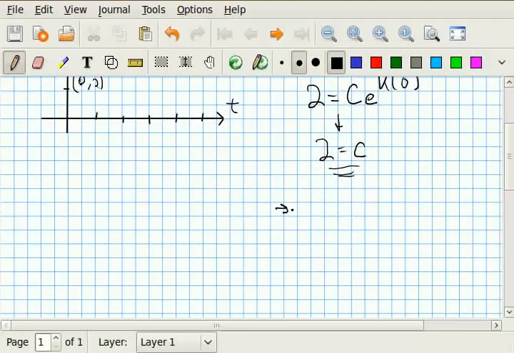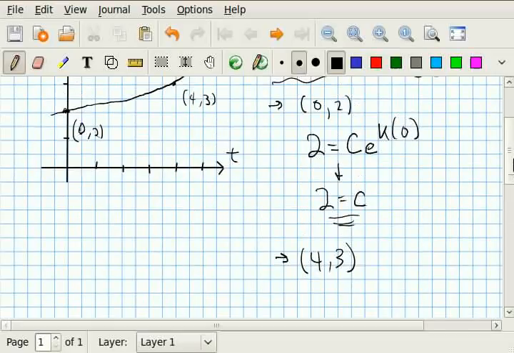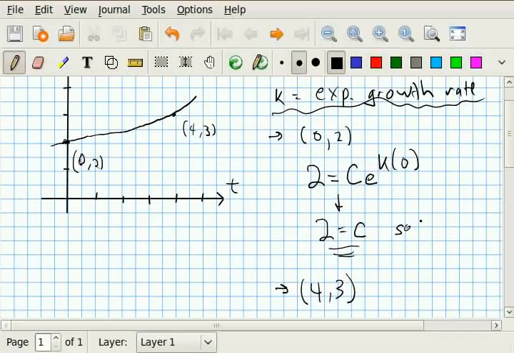What else do we know? Well, we know another point: (4, 3) is on the graph. Now we can update our model based on what we found using that first point. We know that our exponential function has to be 2 times e to the power kt, but we still don't know k. And probably there's only one k that will give us this particular exponential function that's graphed. To find k, we have to use the other point.